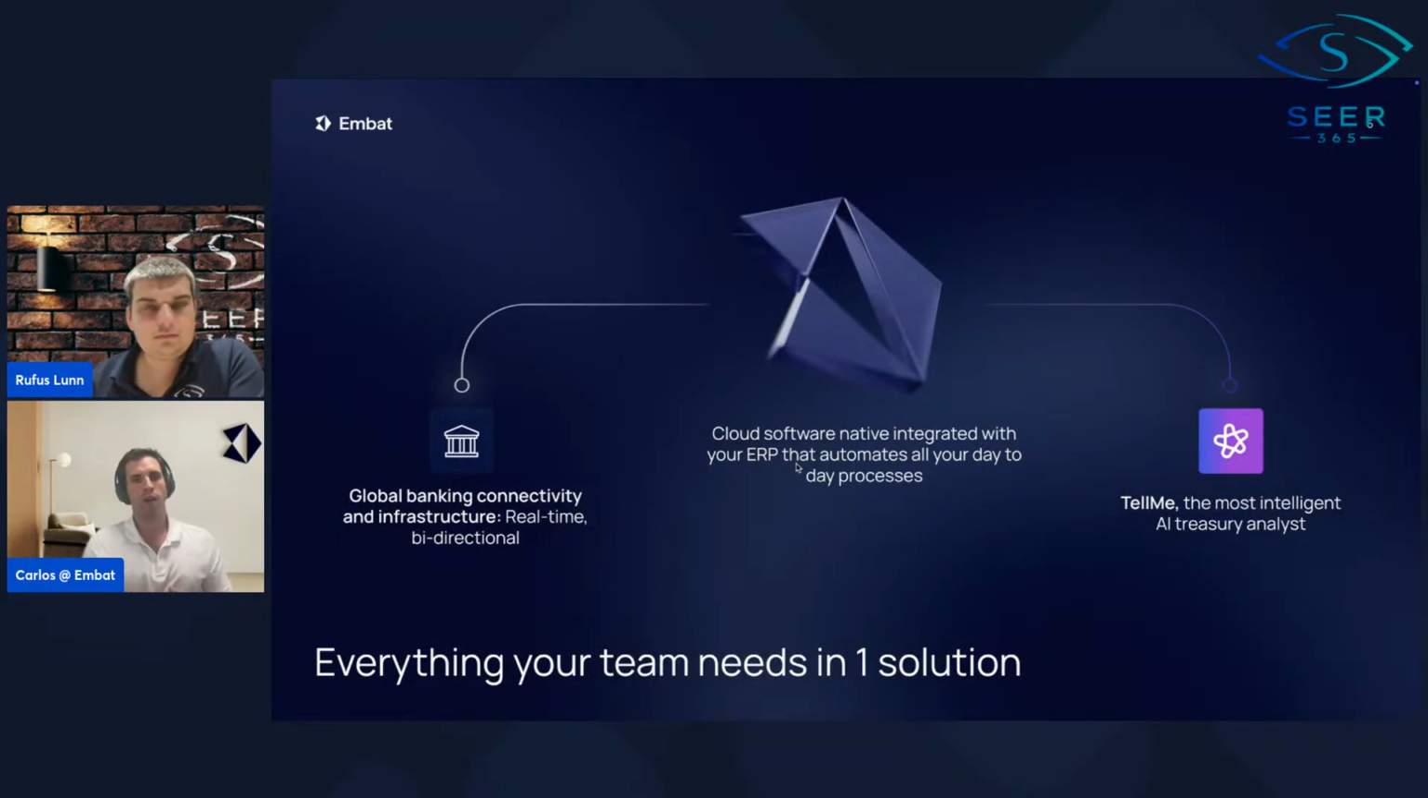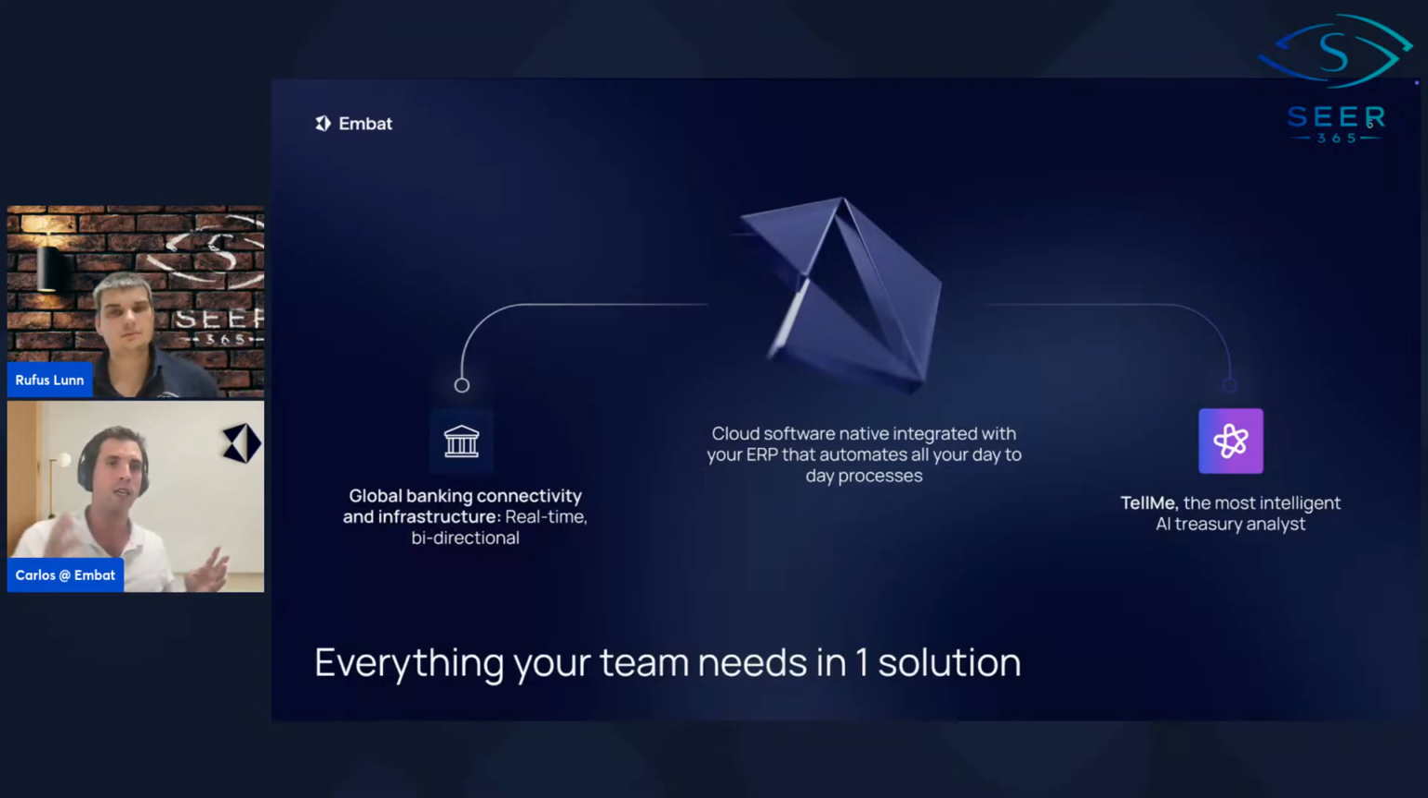So what do we offer at Embat? We started as just a software, but we slightly changed our approach lately, and we now talk about Embat being a treasury ecosystem, one solution that allows businesses to really overcome or to really target that end goal, which is building the best treasury processes or the more scalable processes, right? For that, in our opinion, you really need three things.